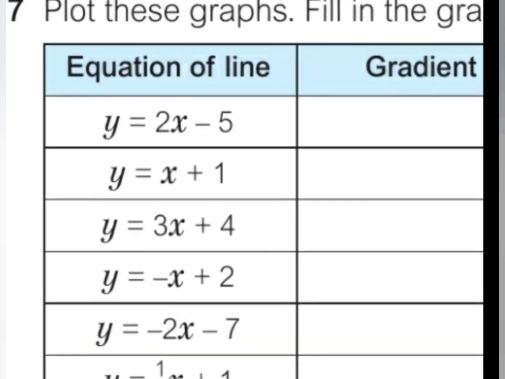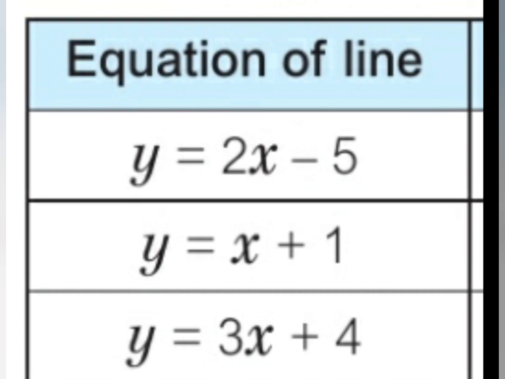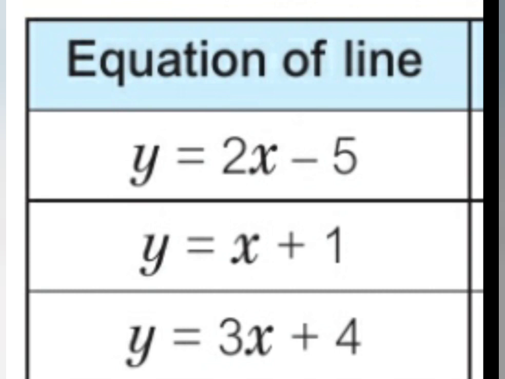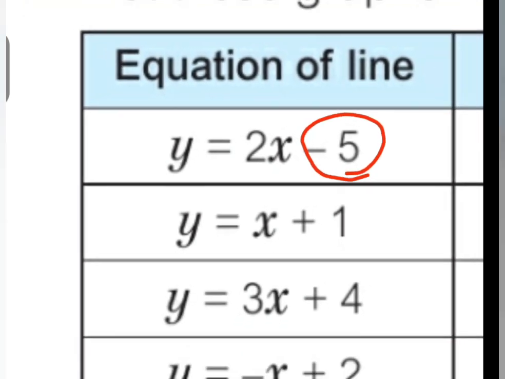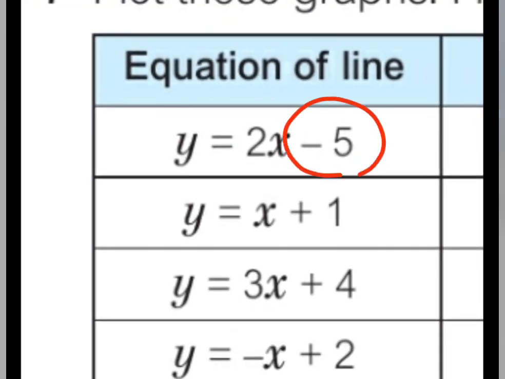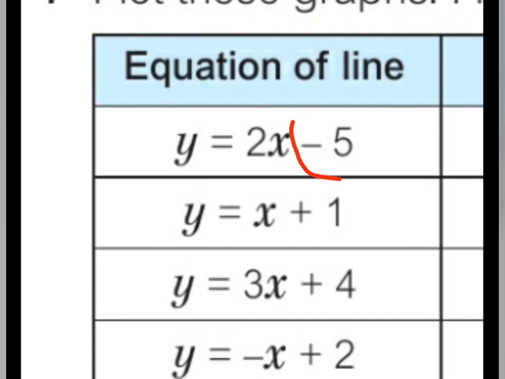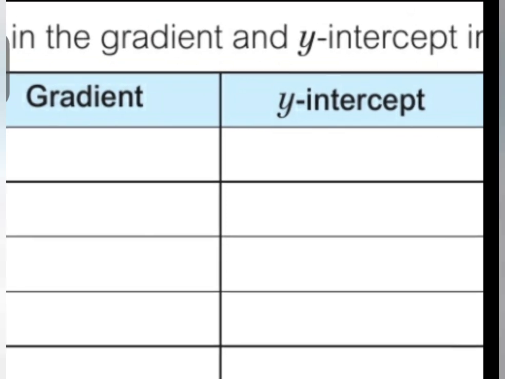For example, if we take a look at this equation here, we said before that the y-intercept is the number alone, which is this one. Now, this number here is the y-intercept, -5. And we said if there's no number here, for example, if the equation says y equals 2x, it means that the y-intercept equals 0. Now, we have a number here, so the y-intercept is -5. So, in the y-intercept, we write -5.